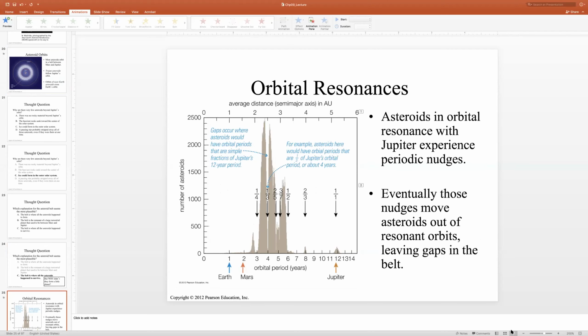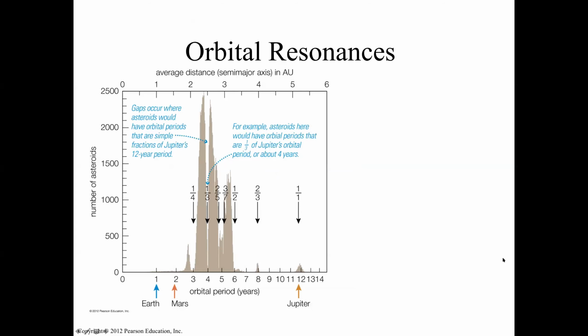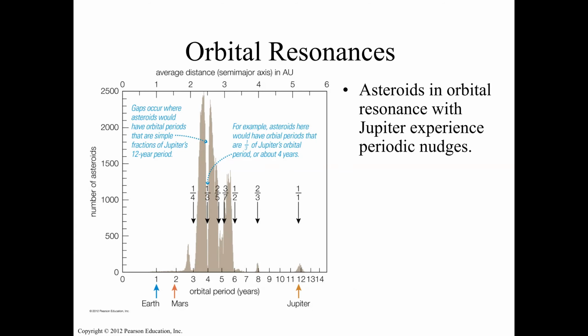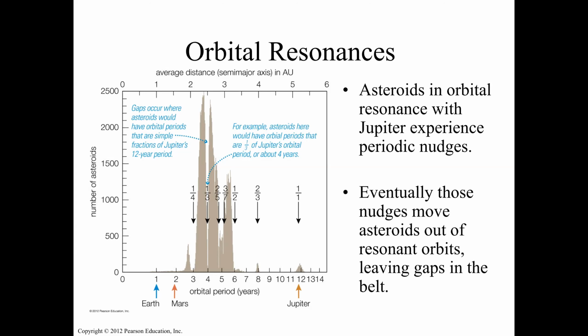The answer is orbital resonance. The orbital resonance is huge. So asteroids in orbital resonance with Jupiter experience periodic notches. Okay, what does that mean? It means that the gravity of Jupiter is big enough to prevent this accretion from happening. They are constantly being disturbed, being notched by the gravity of Jupiter. Eventually, those notches move asteroids out of the resonance orbit, leaving gaps in the belt.